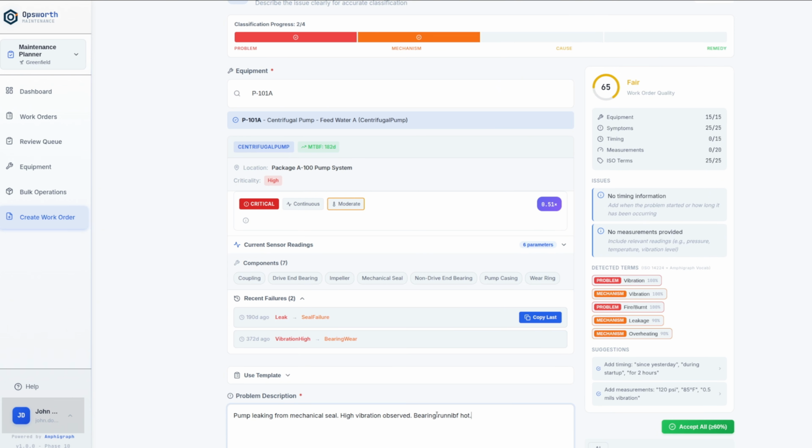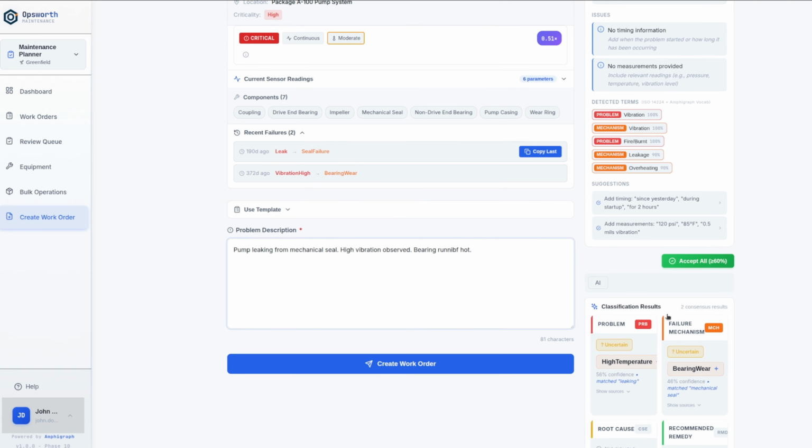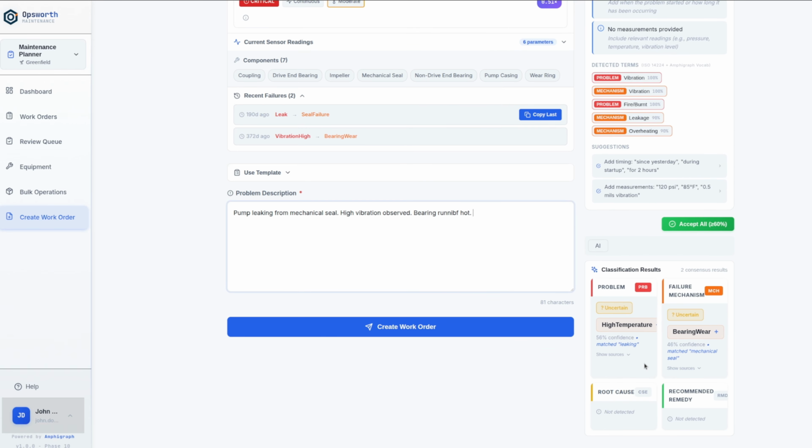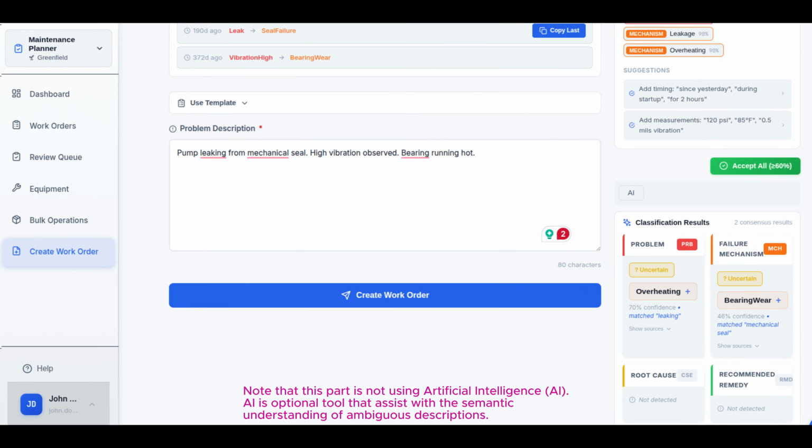Watch what happens. As you type, the Amphograph knowledge graph is analyzing your description. It's detecting terms: leaking, mechanical seal, vibration, bearing, and matching them against your organization's ISO 14224 vocabulary. This isn't AI guessing. This is deterministic, rule-based classification. Same words in, same classification out, every single time.